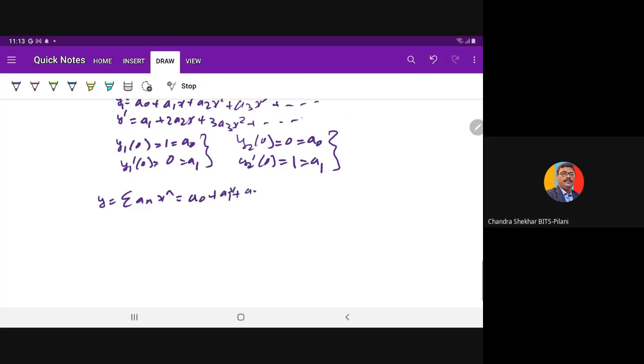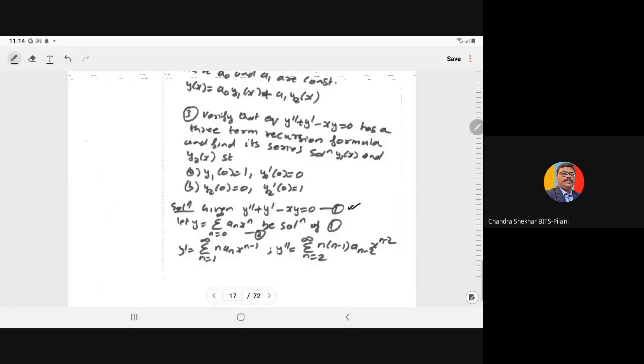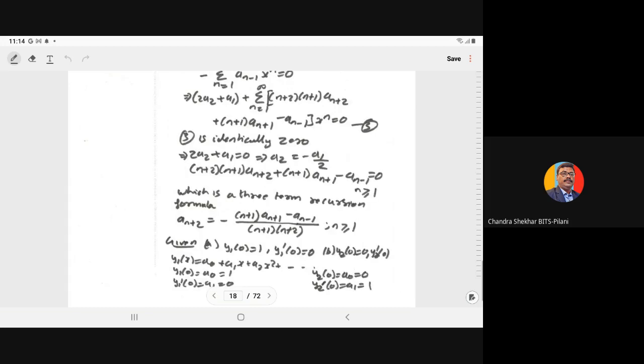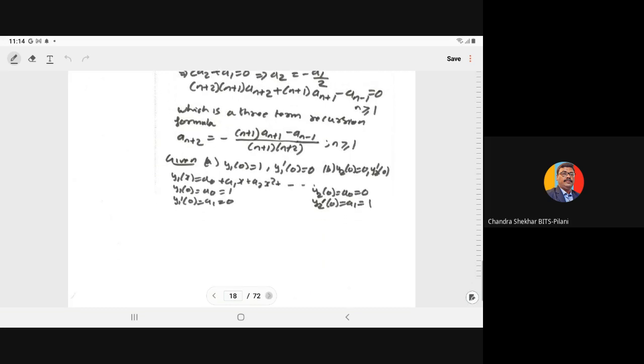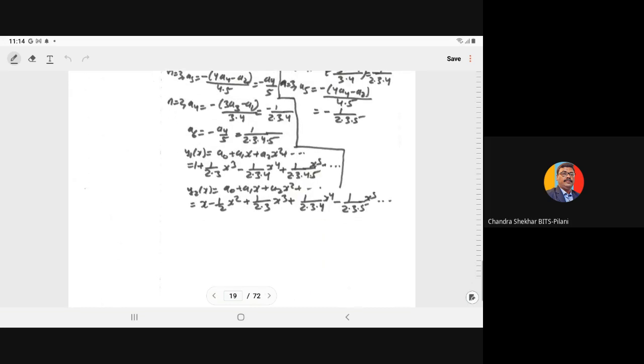that is a naught plus a1 x plus a2 x square plus a3 x cube plus a4 x to power 4 and so on. So now you have to compute the value of a naught, a1, which you have already computed from the given condition. So now in terms of that you have to compute the values of a2, a3, a4, a5 and so on. So from here you will get the following series, right?